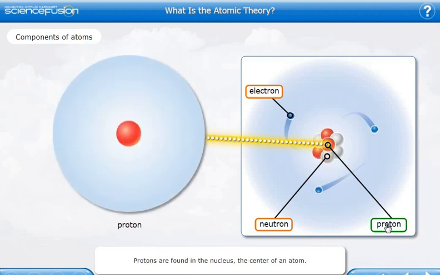Protons are found in the nucleus, the center of an atom. They are subatomic particles with an electric charge of +1. The number of protons in an atom determines the atomic number. The atomic number is like an identification tag for an atom.